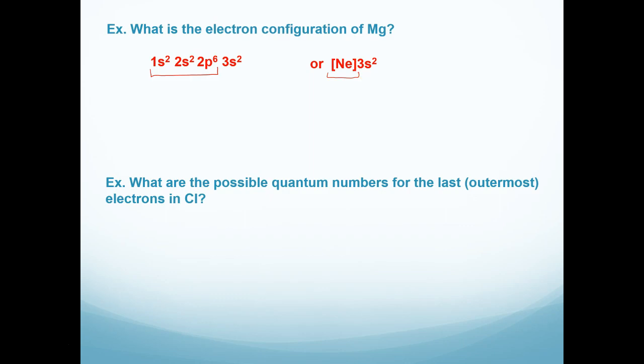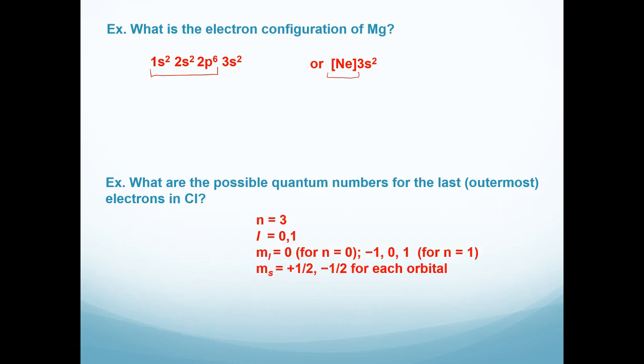Next is, what are the possible quantum numbers for the last or outermost electrons in chlorine? So we want to see what period it's in. n is equal to 3, which means our possible angular momentum numbers are 0 and 1, which correspond to an s orbital and a p orbital, which tells us we have a 3s orbital. And then for 3p, we have a px, a py, and a pz. And for each one of those, we have a spin of +1/2 or -1/2.